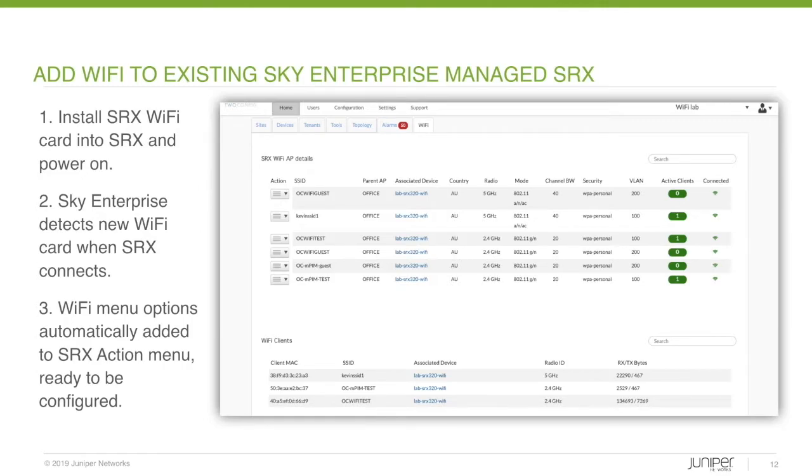So some of the steps to get to this point would be, you install that mPIM into the SRX, power it on, and either connect it to Sky Enterprise using ZTP or even in a manual process, because again we read that config in real time. So we'll identify that this is a device that has the Wi-Fi card, and if this config exists, we'll display what config is there, or give you the option through our menu, graphic-driven ways to configure that.